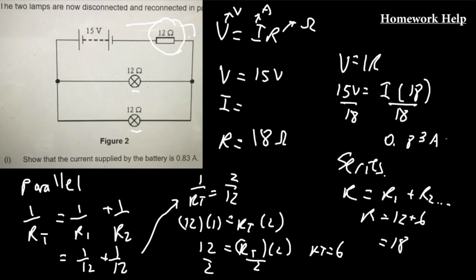So the most important thing here is to just figure out the resistance in parallel. What does that give you? And in this case, it gives you 6. And add it to the resistance that's in series. And then that's how you get 18.